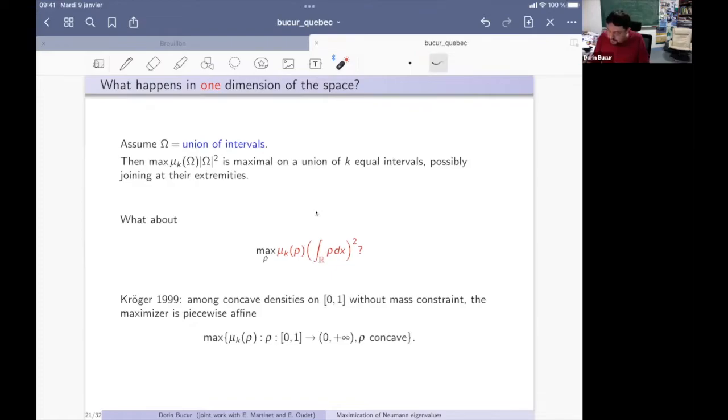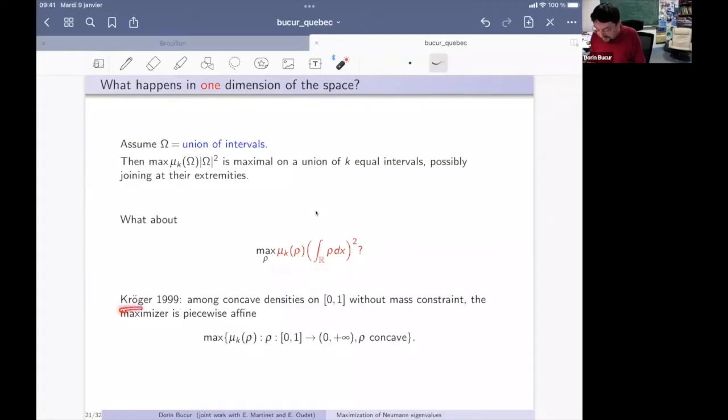However, if you look to maximize mu k of rho in the class of densities, now even in R this is not a trivial question, because we cannot prove that the kth eigenvalue of a density is a limit of kth eigenvalues of unions of intervals. We cannot prove this. Maybe this is false. I don't know. So this problem we found very interesting, and we didn't find an answer in the literature to maximize this quantity in one dimension.